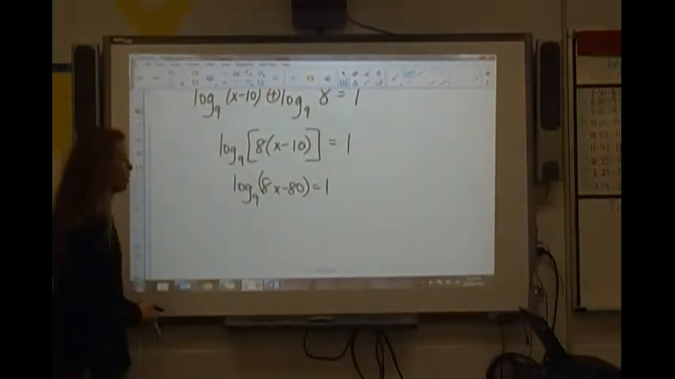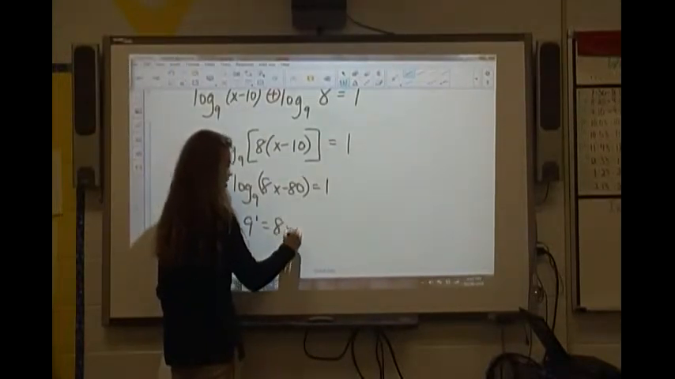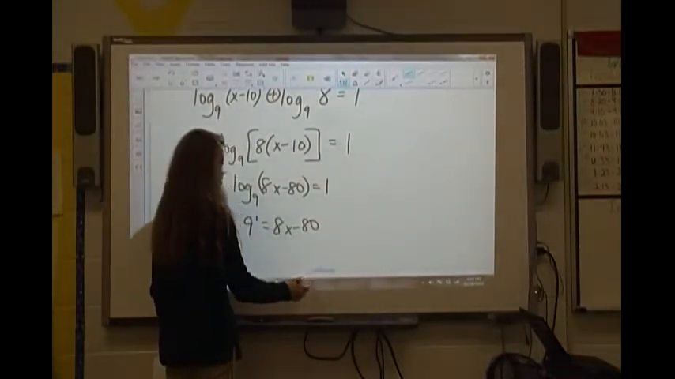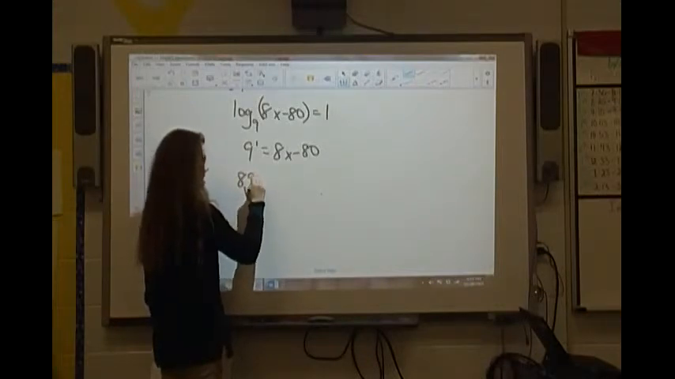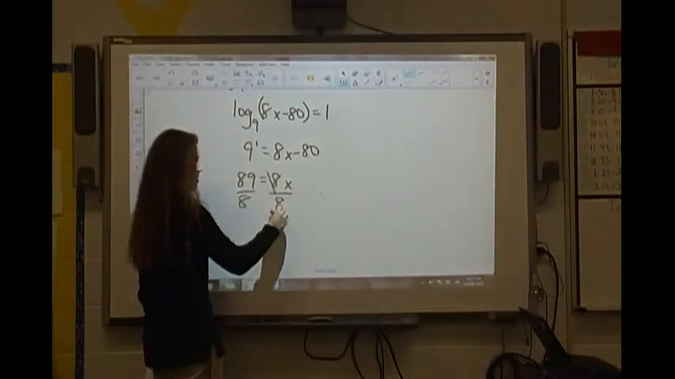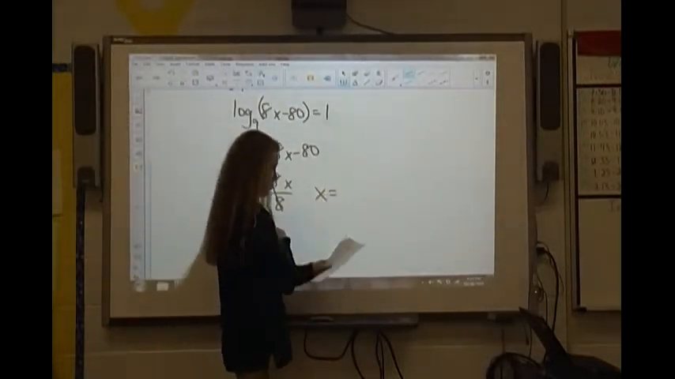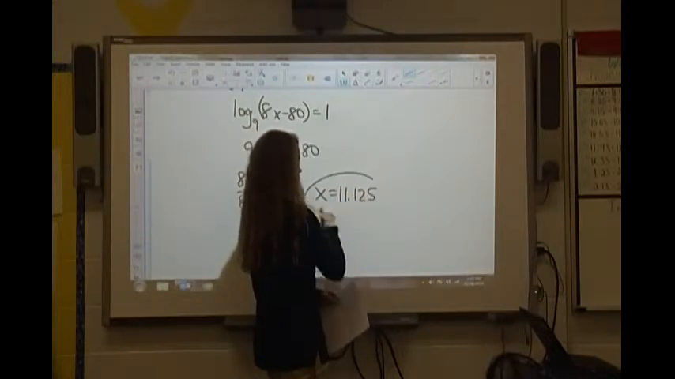And now I'm going to switch forms. So I have a base of 9, my exponent's 1, set that equal to 8x minus 80. And then I'll add the 80 over. So I have 89 is equal to 8x, divide by 8. So x is equal to 11.125.